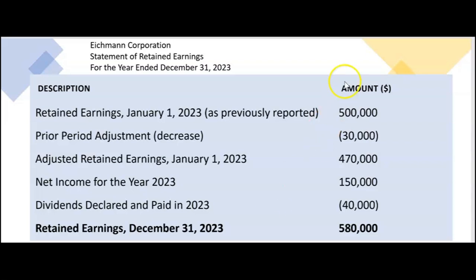Here's a statement of retained earnings for the year ended December 31st, 2023. It starts with the beginning balance, January 1st, 2023, as previously reported, $500,000, but then right away a prior period adjustment, which decreases the beginning balance of retained earnings by $30,000, and then the adjusted retained earnings beginning balance is $470,000 as a result of the prior period adjustment. Now from here, it's pretty much what we just saw. The net income for the year, which is after tax, $150,000. Then dividends declared and paid, subtract that, and you get your ending retained earnings balance.